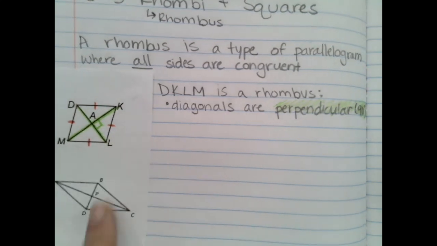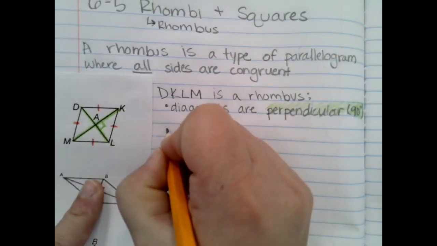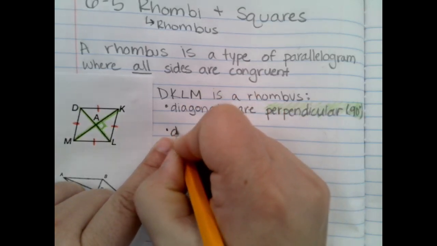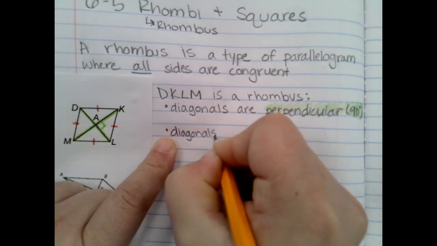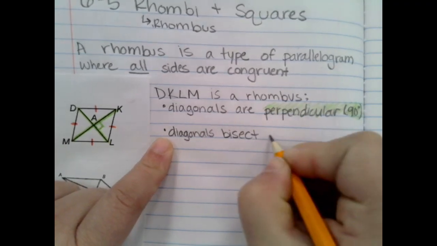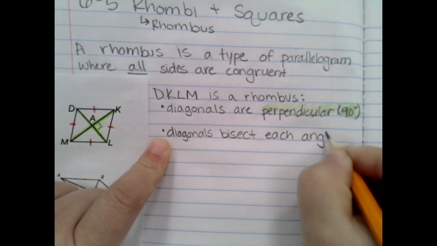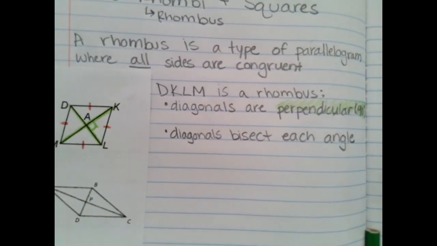Okay. All right, last thing that we know that we're going to do, and then we have a couple examples here, is that we know that the diagonals bisect each angle. The diagonals bisect each angle.